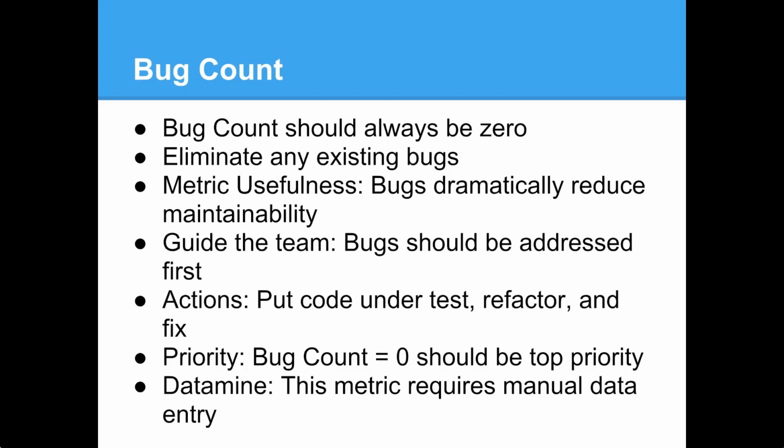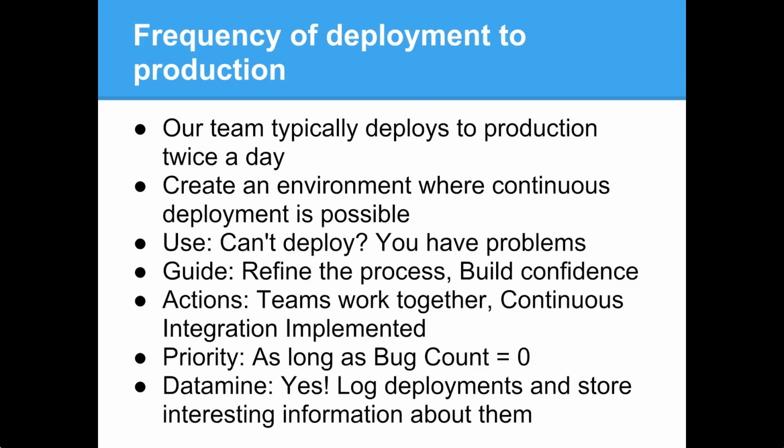Actions regarding this metric is to put the code under unit test, refactor, and fix the code. Bug counts should be zero, should be a top priority, and we can data mine this, but it requires some manual data entry.